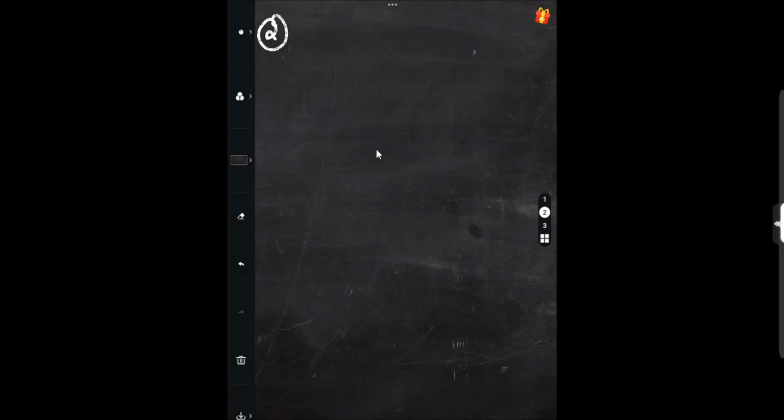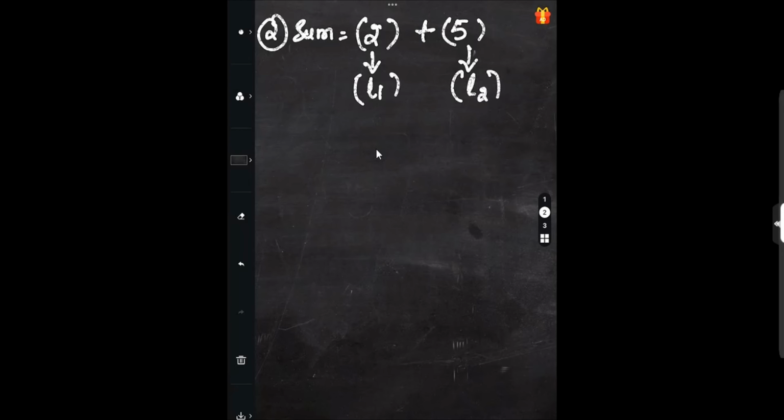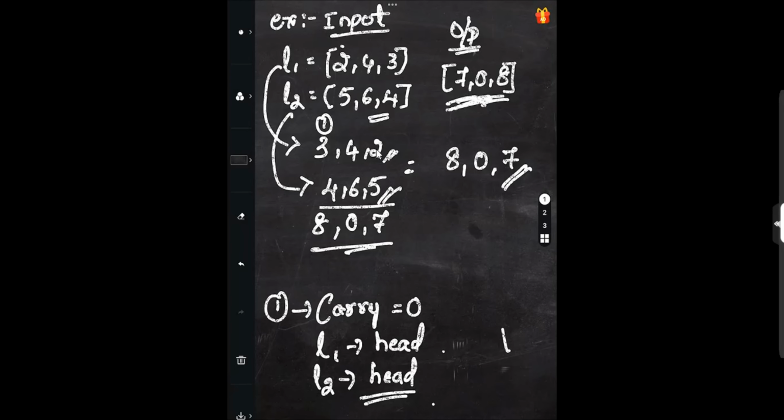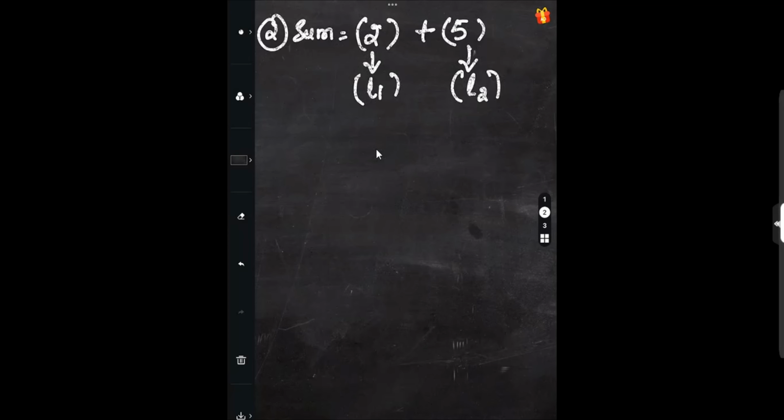Let's move on with the second step here. In the first iteration, we are adding the first digits of L1 and L2 along with the carry. So here the sum we are considering is 2 from L1 plus 5 from L2, plus 0 from carry. This is the first step.